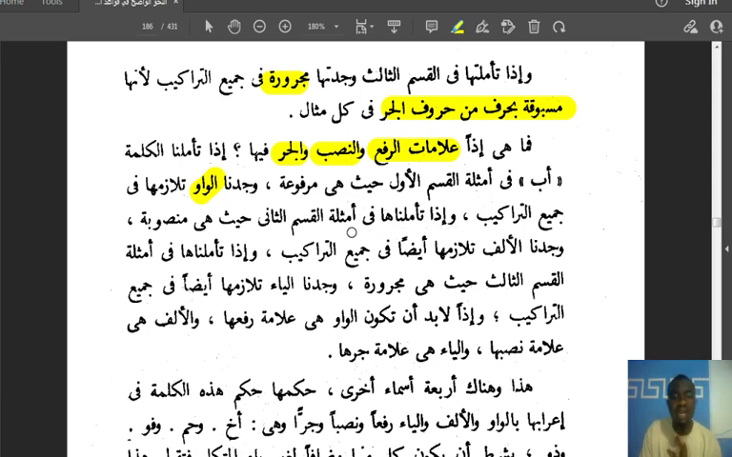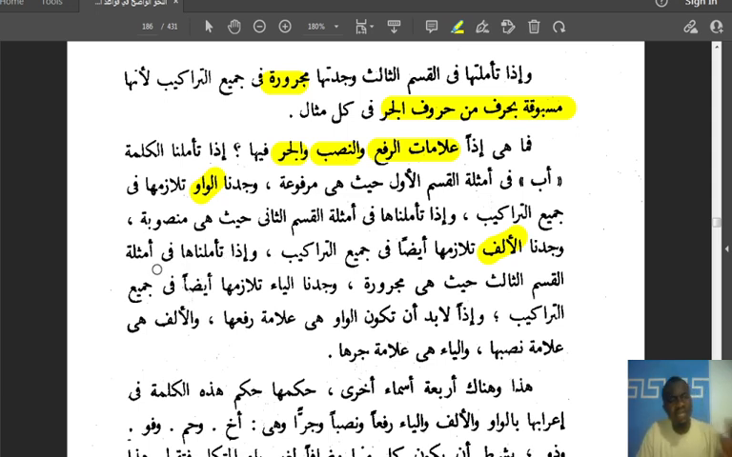وإذا تأملناها في الأمثلة القسم الثاني, and if you look at it in the sentences of the second part, حيث هي منصوبة, where it came as mansub, وجدنا الألف تلازمها أيضا في جميع التراكيب. We find that alif comes with it always, أبا أبا, like that.